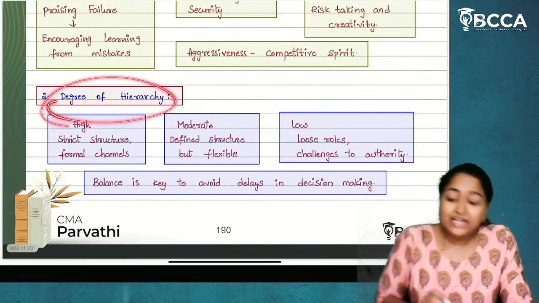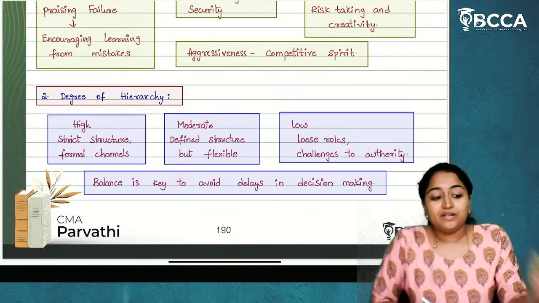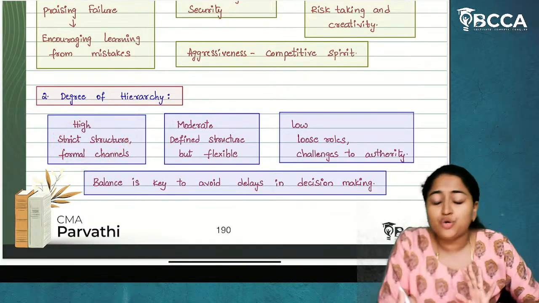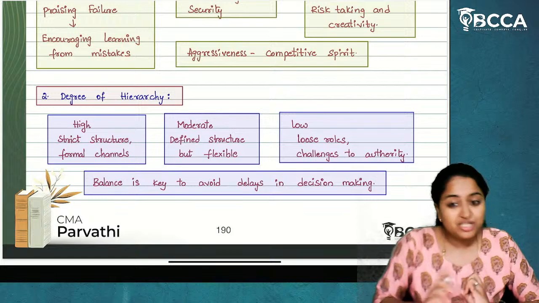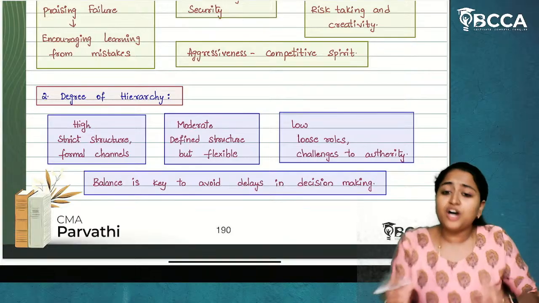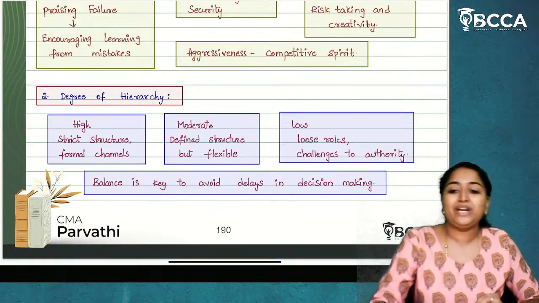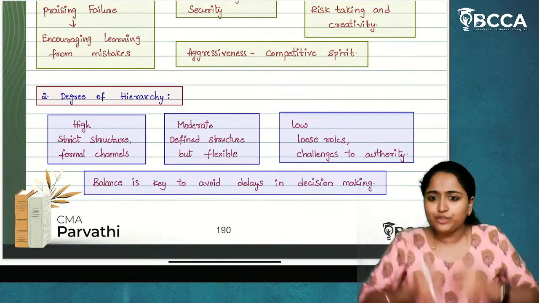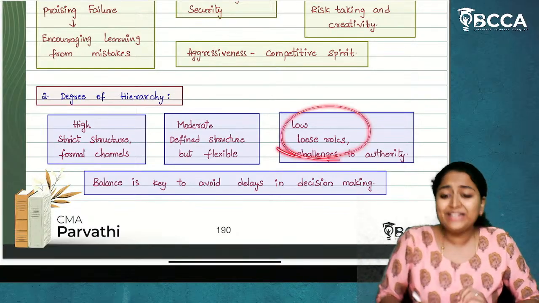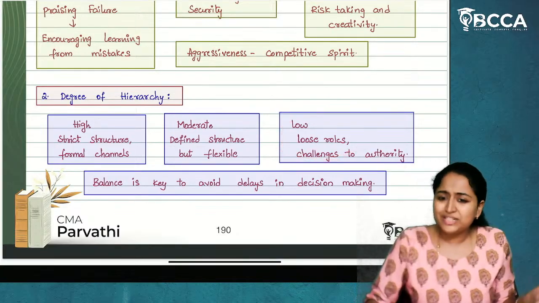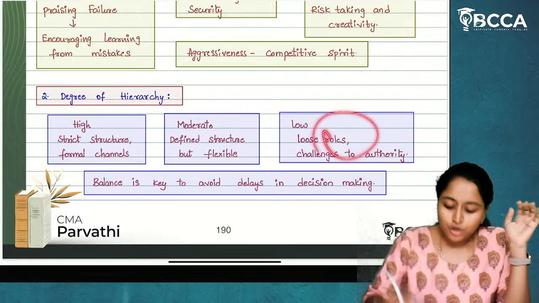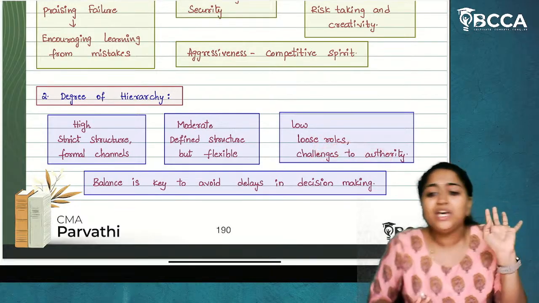And next is degree of hierarchy. Now, if the management, the top executives, are very strict in the organization, the culture will differ based on that strict structure and formal channels. For each and every work you do, you have to take permission from everyone, which means it will be suffocating for the employees. They will not be focused or interested in doing the work. Or it can be a low hierarchy, which means no rules at all. Come to the office whenever you want, go whenever you want, do the work whenever you want. Low rules, no rules at all, and challenges to the authority.